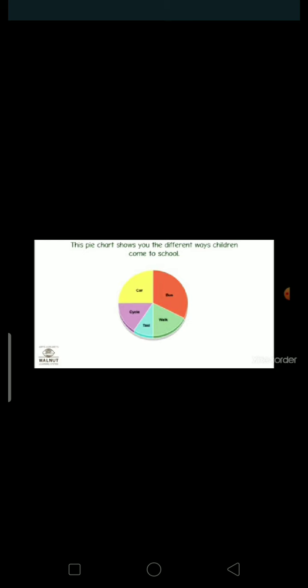Things need not always be shown on x and y axis. This pie chart shows you the different ways children come to school. You can quickly see that more students come by bus than by any other means of transport. You can also see that it's a bit more than a quarter of the students who come by bus, but not really half. Without even knowing any of the numbers, a pie chart lets you see comparisons in an instant.